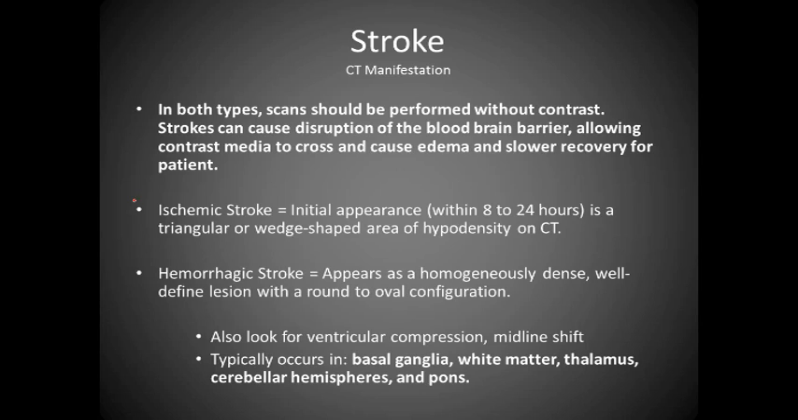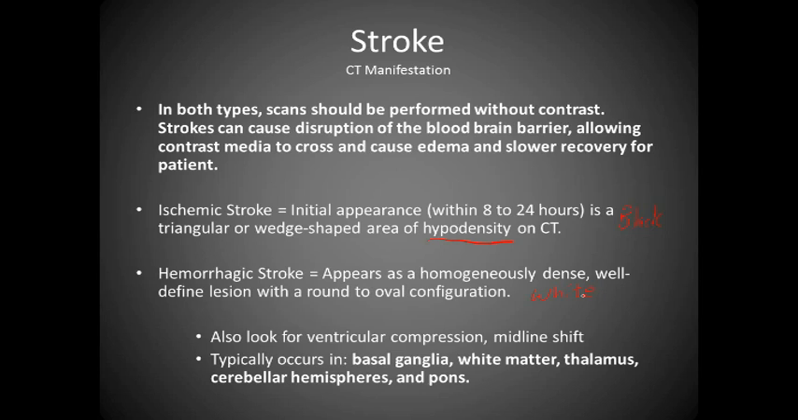Ischemic stroke, initial appearance within 8 to 24 hours. It appears as a triangle or wedge-shaped area of hypodensity on CT. The trick here is noticing that it's hypodense. It's going to appear very, very black in comparison with the other brain material. Hemorrhagic stroke, on the other hand, appears as a homogeneously dense, well-defined lesion with a round or oval configuration. And so hemorrhagic stroke is going to appear white. Ischemic stroke is going to appear black. And so let's write that there to kind of keep them straight.